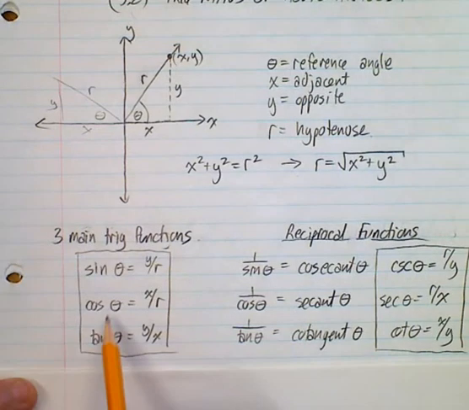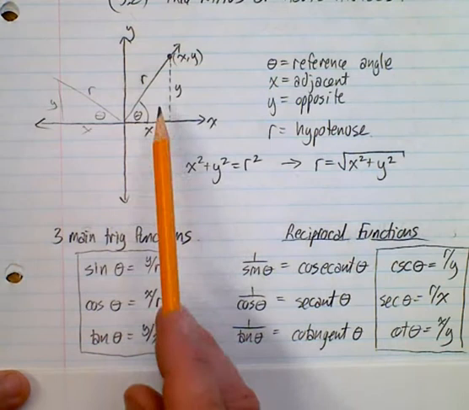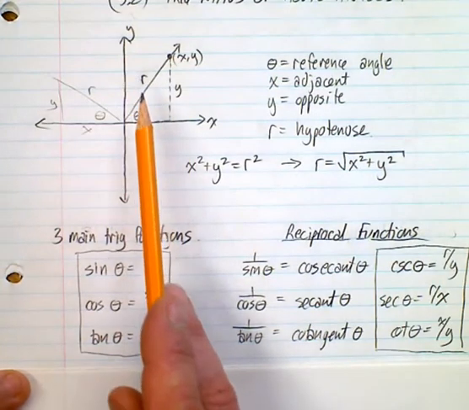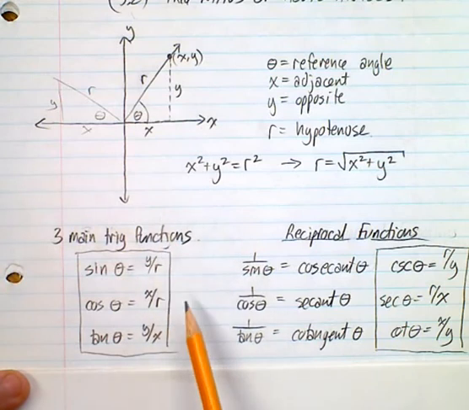Sine theta, cos theta, tan theta. Sine being opposite over hypotenuse, cosine being adjacent over hypotenuse, and tan being opposite over adjacent. So that's where these values come from. What might be new to you today are these things called reciprocal functions.